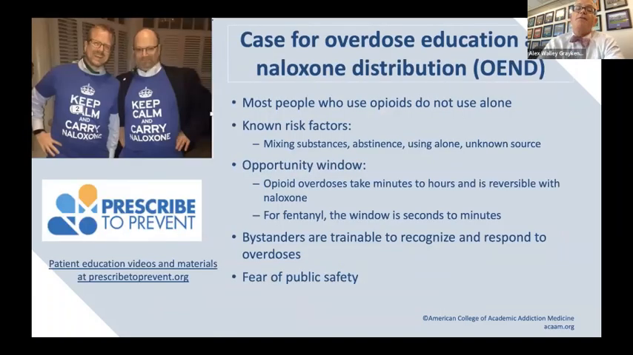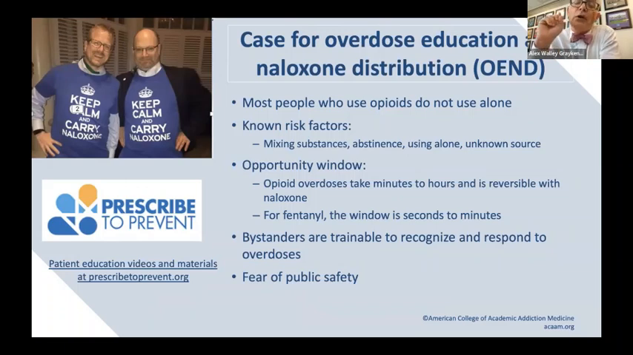Okay, so what's the case for it? Well, most people who use opioids do not use alone. We know what the risk factors are. It includes mixing substances, abstinence, using alone, and an unknown source. There's an opportunity window. So opioid overdose takes minutes to hours and is reversible with naloxone.